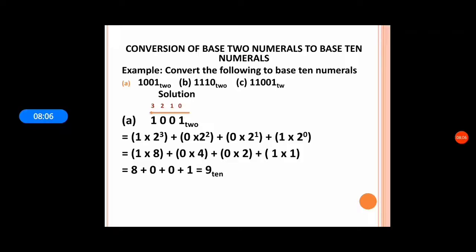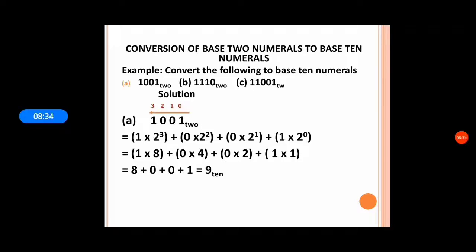So here we have 1 times 2. Remember, 2 is the base. And the first number we have here, the power of that number is 3. So that's 1 times 2 raised to the power 3. The next number is 0, which is 0 times 2 raised to the power 2. The power of that second number is 2. Then we have 0 times 2 raised to the power 1. You can see that the power of this second to the last number is 1. And we have 1 times 2 raised to the power 0, which is the last one.